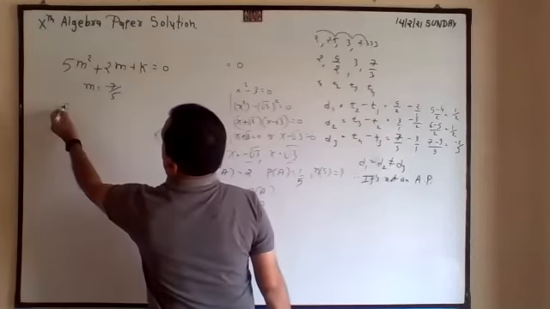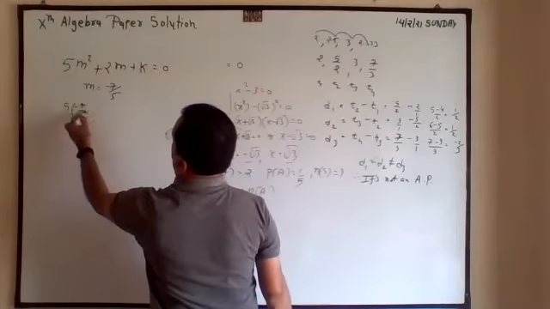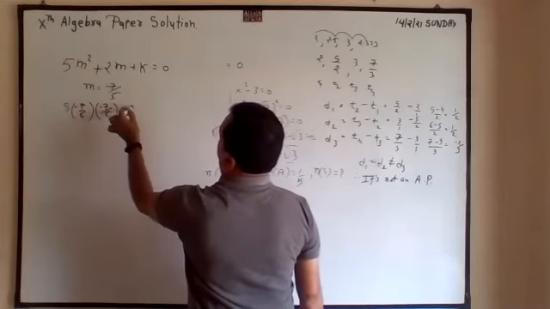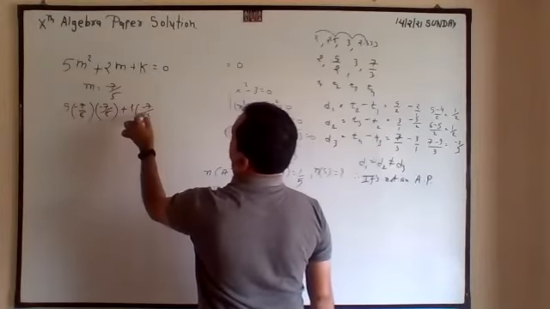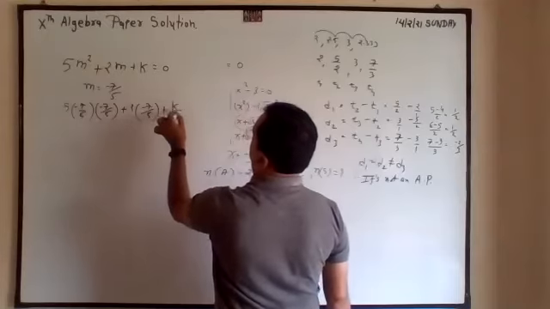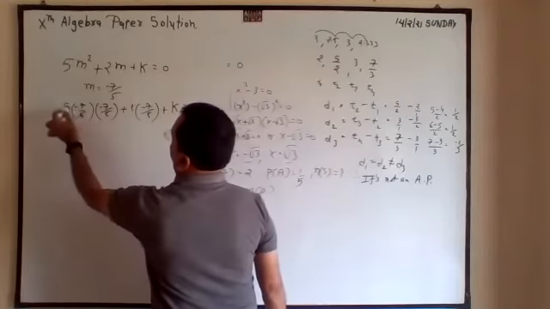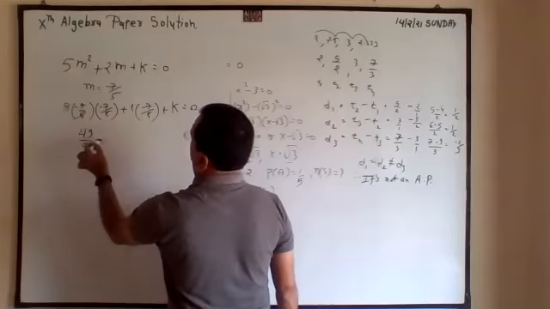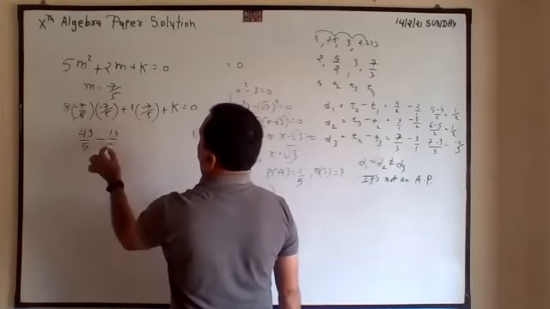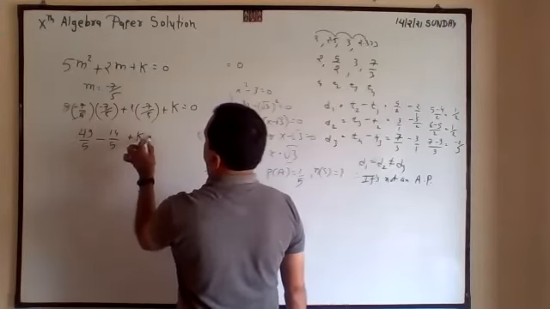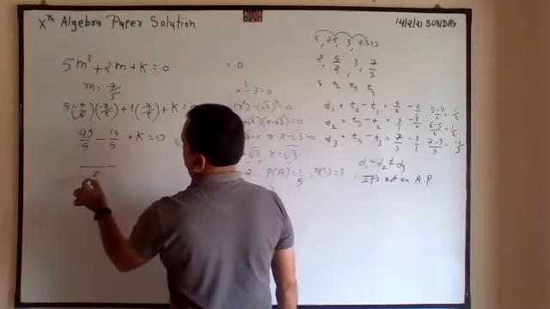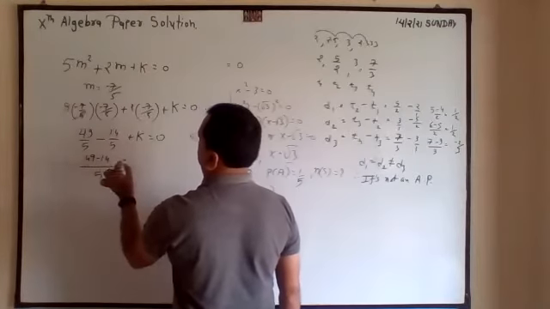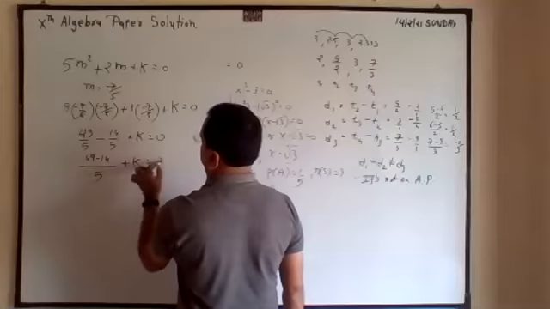so m is minus 7 by 5. 5 times (minus 7 by 5) square plus 2 times (minus 7 by 5) plus k is equal to 0. 5 cancels. 7 sevens are 49 by 5, minus, 7 twos are 14 by 5, plus k is equal to 0. Now the denominator is the same, so 49 minus 14 by 5 plus k is equal to 0.